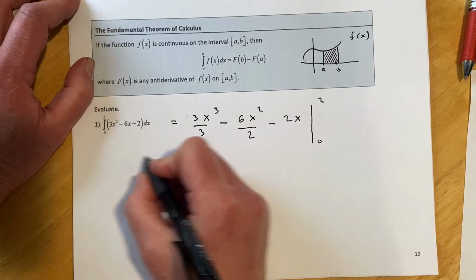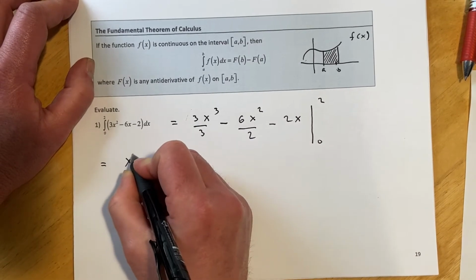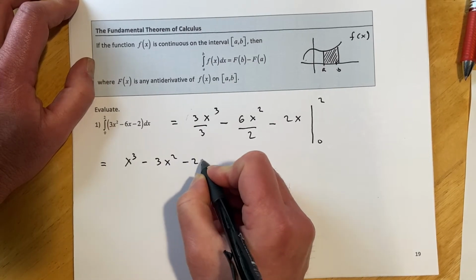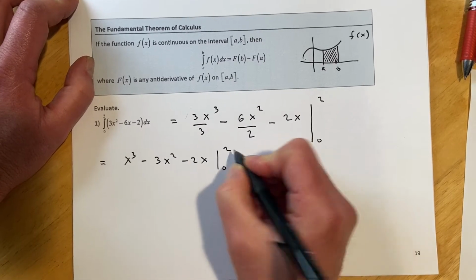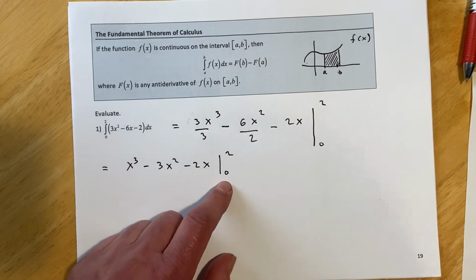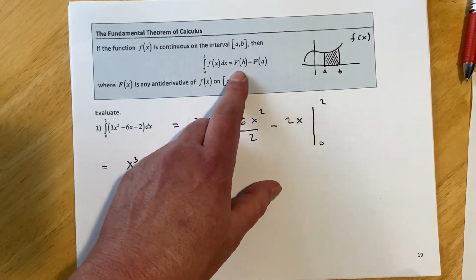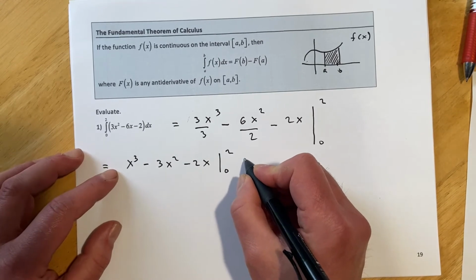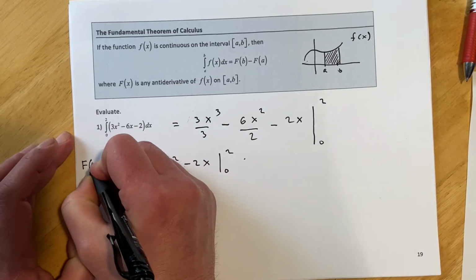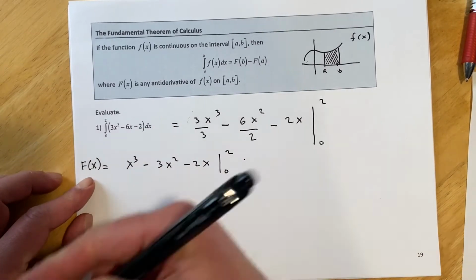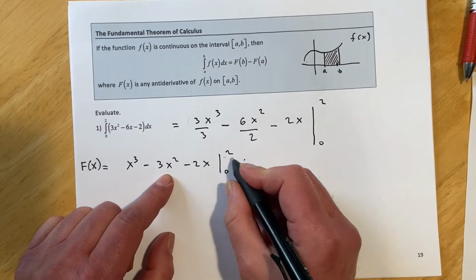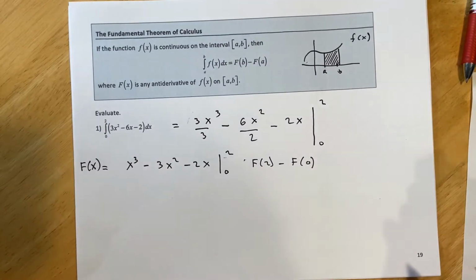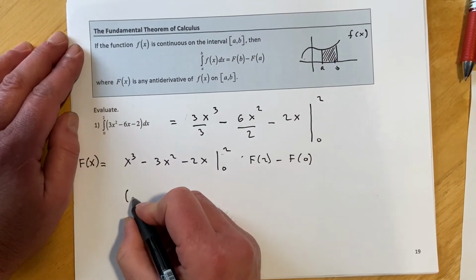This cancels, and cleaning that up, I'm going to get x cubed minus 3x squared minus 2x, and that's from 0 to 2. And so this from 0 to 2 is just a way to write this. This would mean the same thing as, now this is my f of x because it's my antiderivative, so now this is telling me to find f of 2 minus f of 0. So here we'll put in our 2.